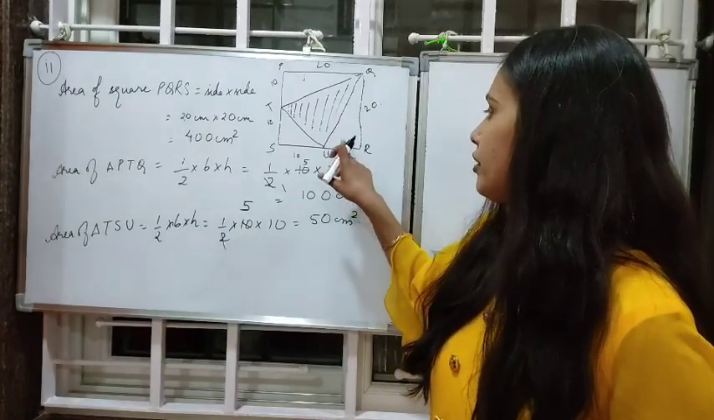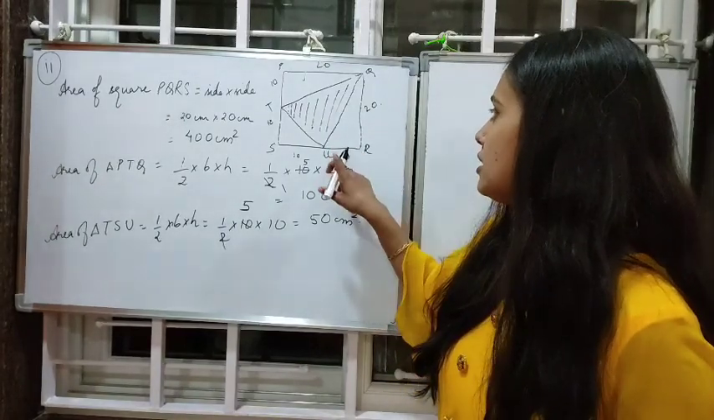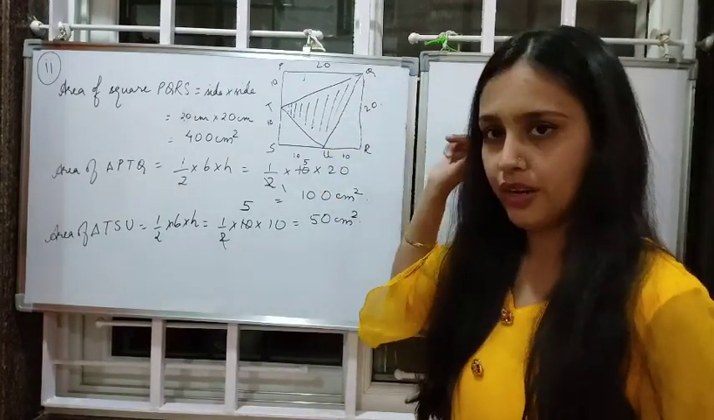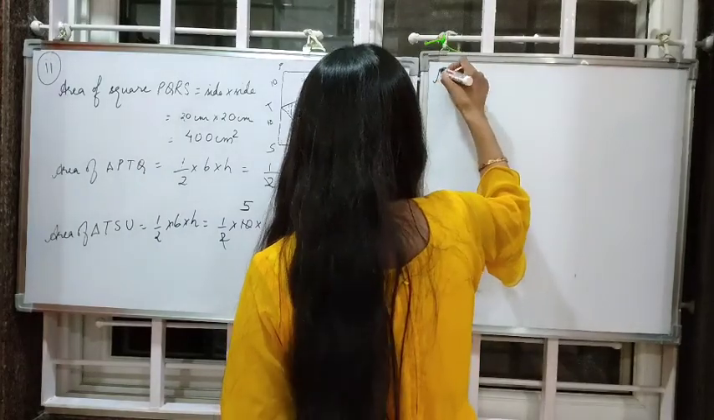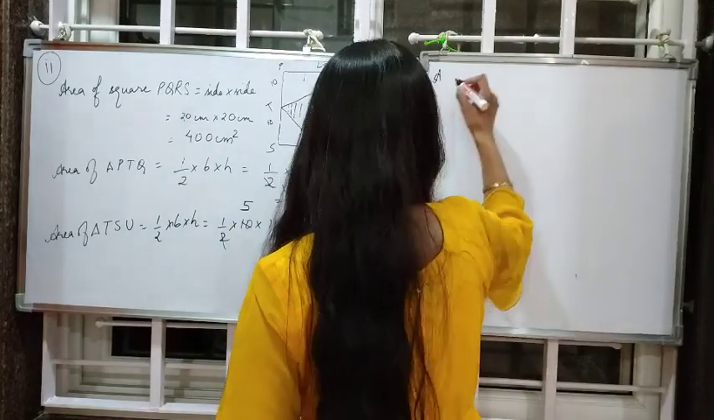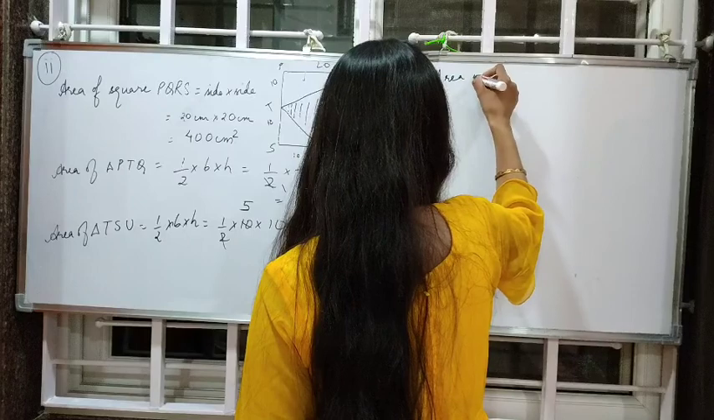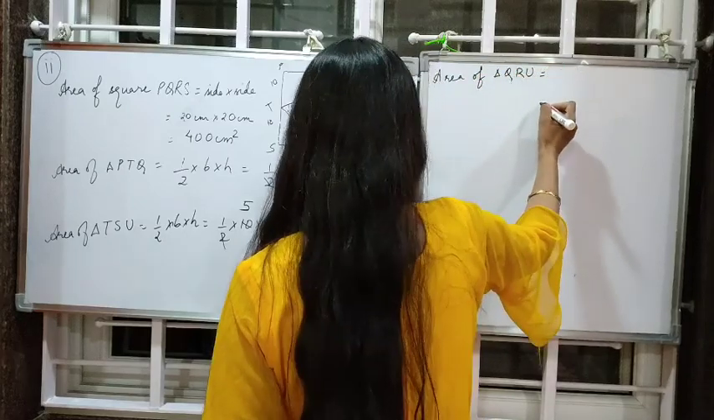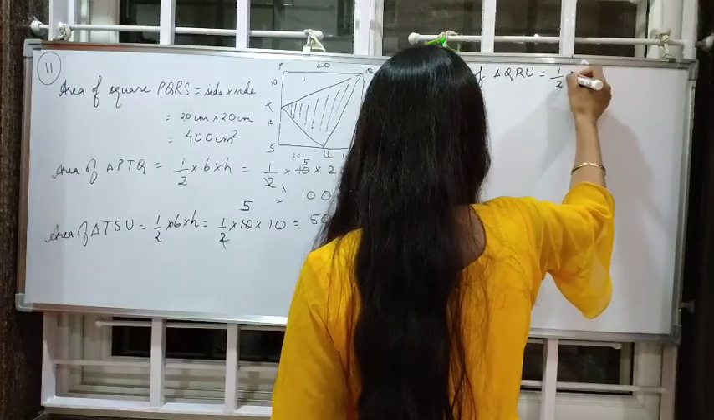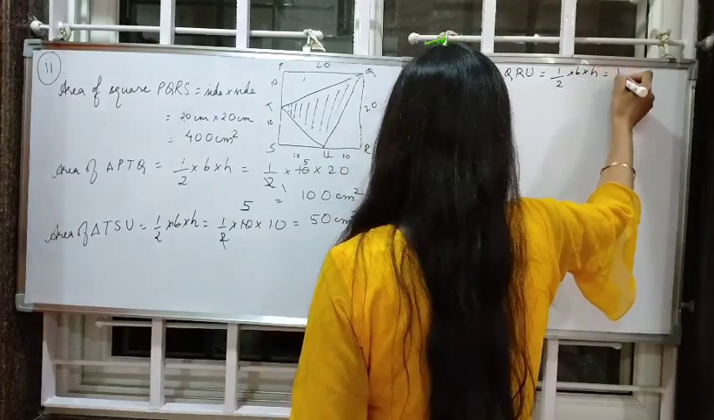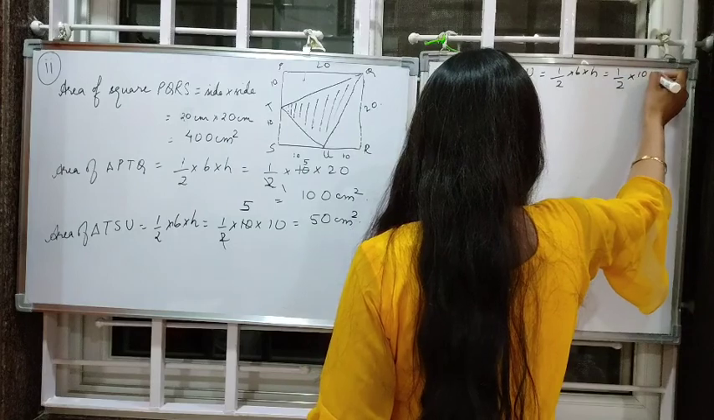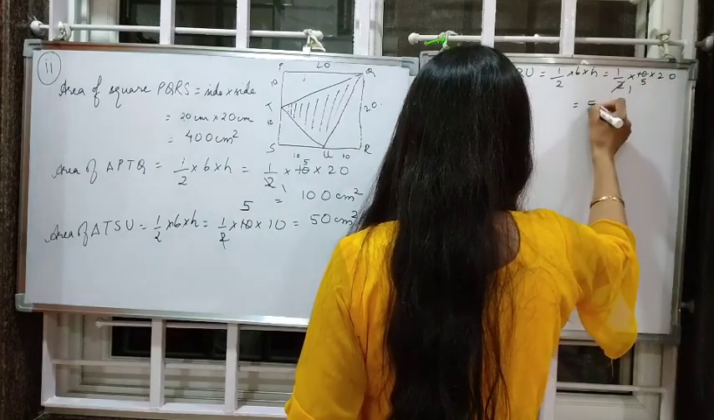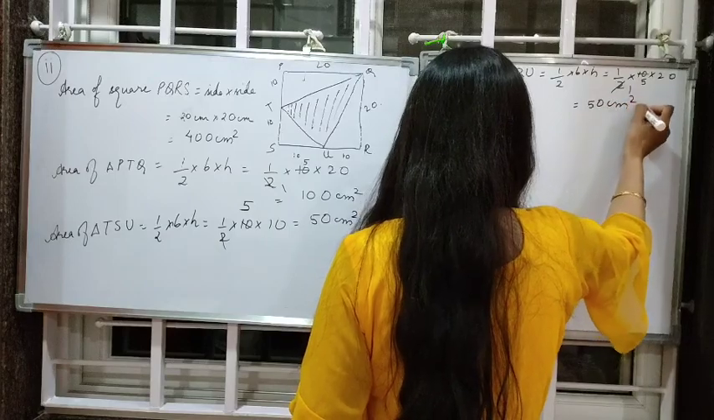Okay. Now we will find the area of this triangle, that is triangle QUR or QRU. Anything we can write. QRU. Again half base into height, that is half into 10 into 20. So 2 ones are 2, 5s are 5 tens are 50 centimeter square.